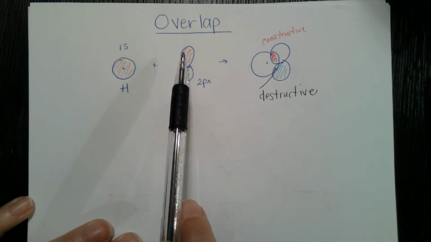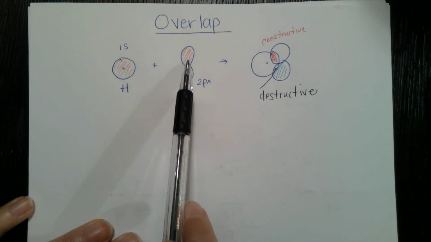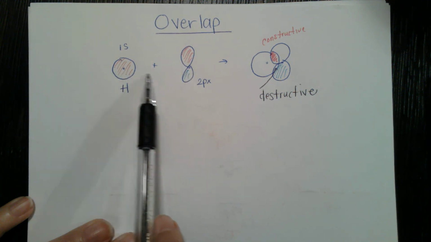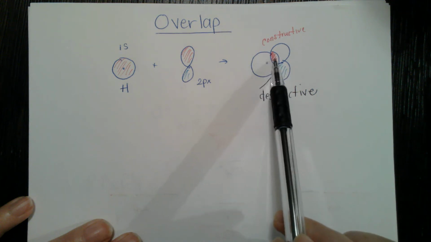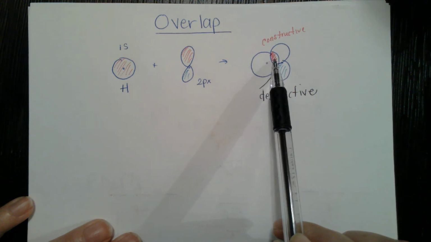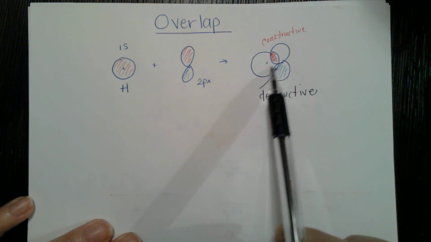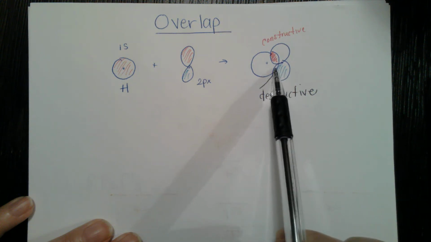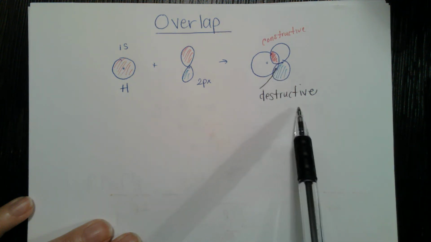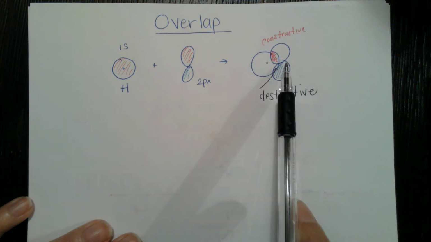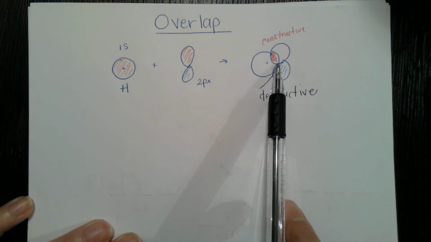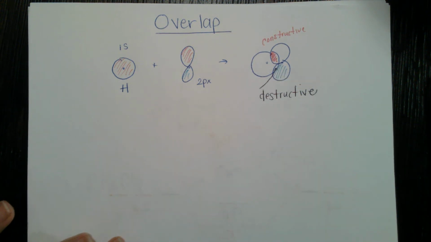So we have two sections that are in phase, and again, this and this would overlap, not in phase. If we looked at the bonding, we'd have this area here where we'd have constructive overlap, and then over here, since they're not in phase, any overlap we'd have here would be destructive. So the bonding here would be very, very poor.